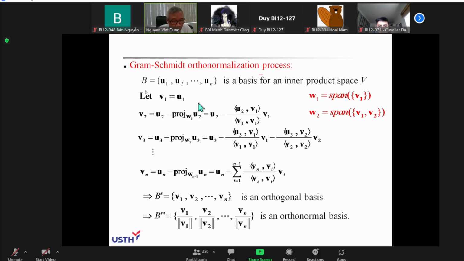So you see from B, first we get B prime, that is an orthogonal basis, and finally you get B double prime, which is already an orthonormal basis. The process going from B to B double prime is named the Gram-Schmidt orthonormalization process. Because of the formula here, I tell you that is the most complicated formula in the course, because it requires you to remember that one.